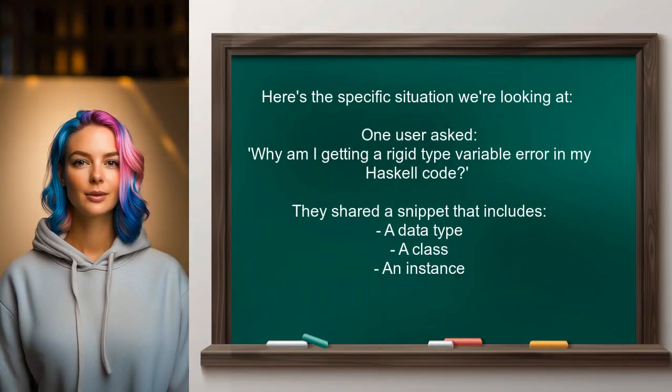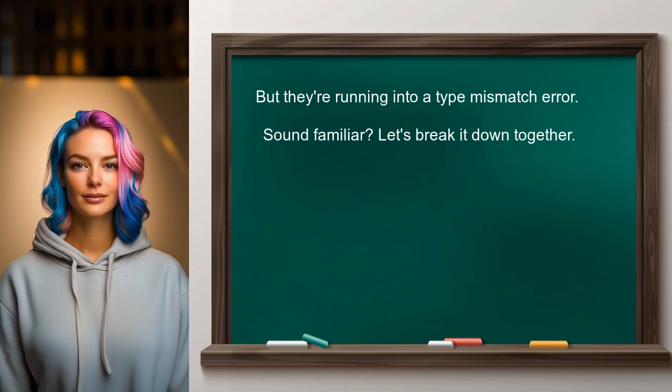Let's take a closer look at the specific issue at hand. One user recently asked, "Why am I getting a rigid type variable error in my Haskell code?" They shared a snippet that includes a data type, a class, and an instance, but they're running into a type mismatch error. Sound familiar? Let's break it down together.